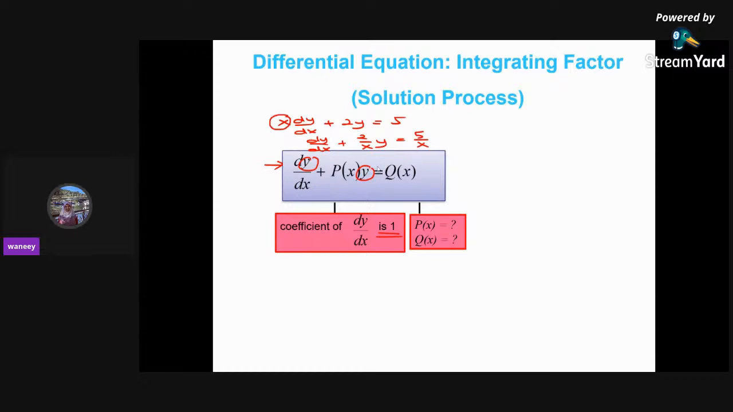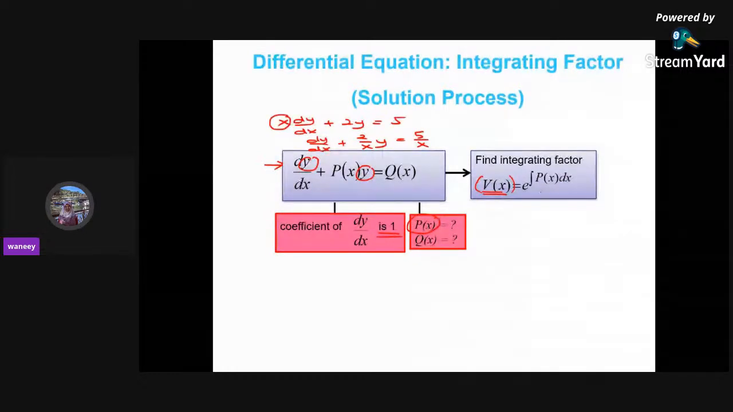And then what you need to do next is to find something called the integrating factor. So the integrating factor, normally we denote it as v(x). So v(x) is e to the power of the integral of p(x) dx. So we take this p(x) and integrate it, and that is the power of e. And of course you should integrate and simplify if it is possible.